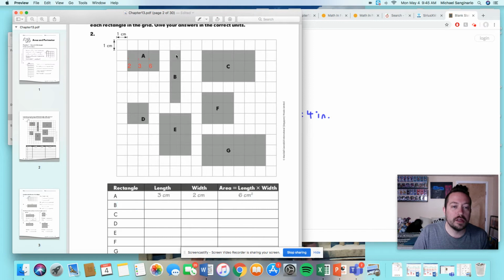So let's take a look at letter B. First, the length would be the longest side, and the short side would be the width. If we're just counting the boxes, the width is 1, so down here we would put 1 cm. I'm sorry, that's the length. We go to the width: 1 cm. The length is the longer side, so it's 1, 2, 3, 4. We have 5 boxes that take up the length.